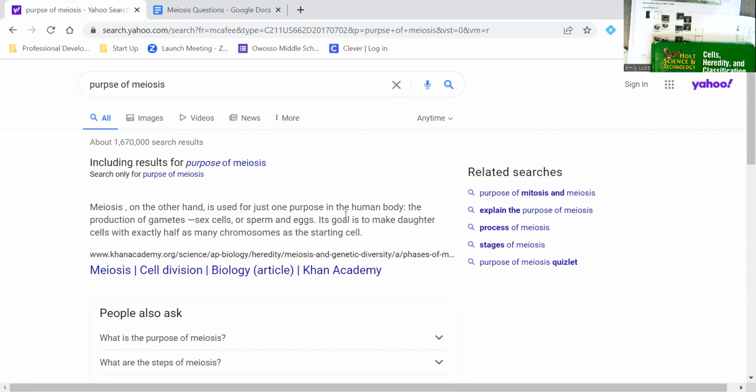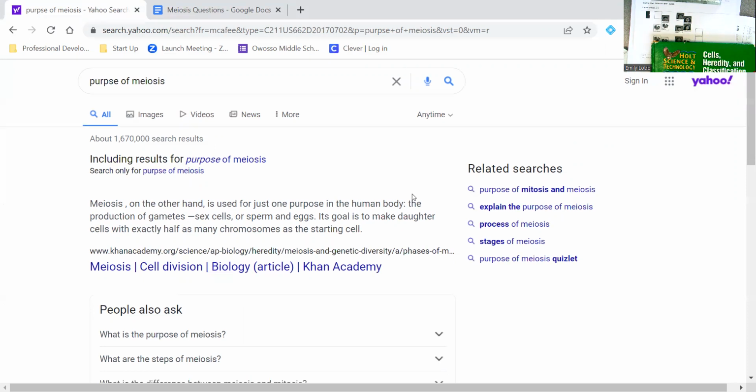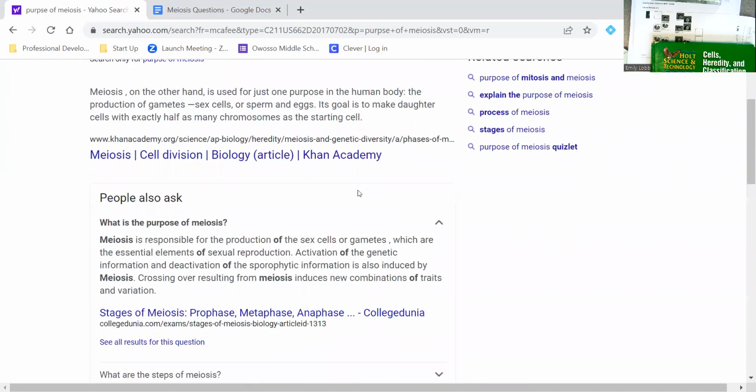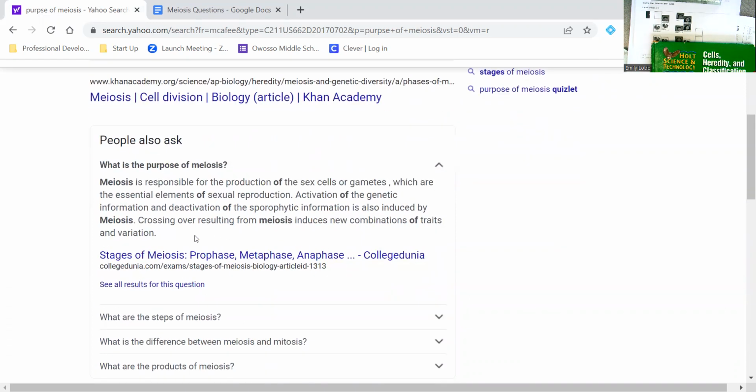So it produces sex cells. Its goal is to make daughter cells with half as many chromosomes as a starting cell. Activation of the genetic information and deactivation of the sporophytic information. So if you said that, I would probably quiz you and ask you what all those words meant, right? Some of you use some really big words, which were very obvious. They weren't obvious. All right.